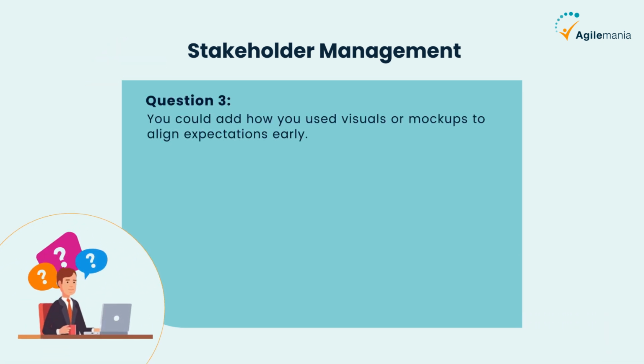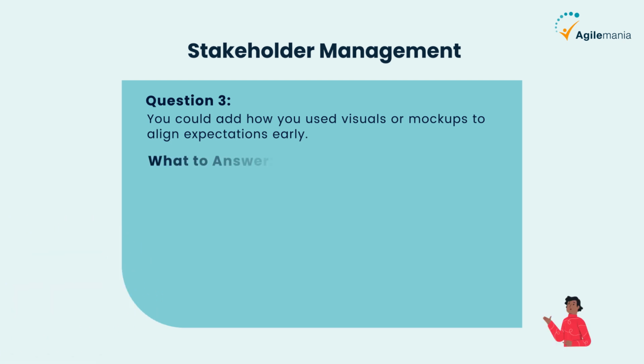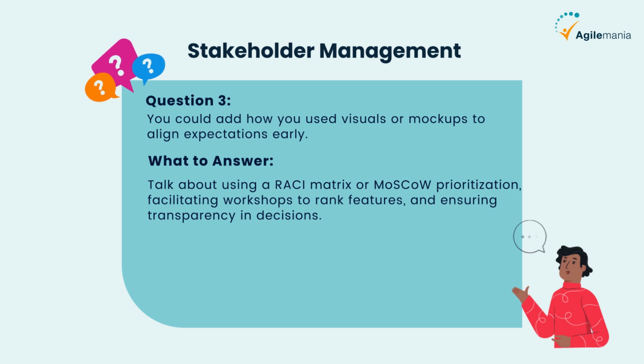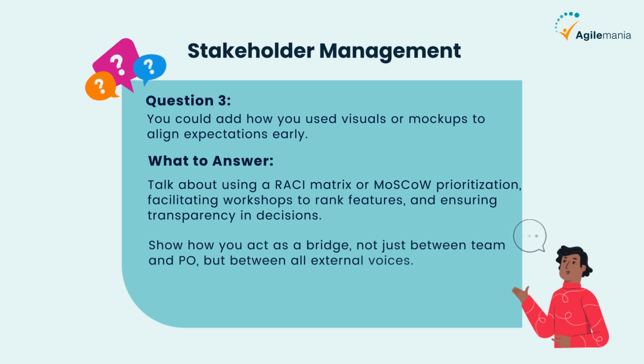Question 3. How do you manage multiple stakeholders with conflicting priorities? What to answer? Talk about using a RACI matrix or MoSCoW prioritization. Facilitating workshops to rank features, and ensuring transparency in decisions. Show how you act as a bridge, not just between team and PO, but between all external voices.